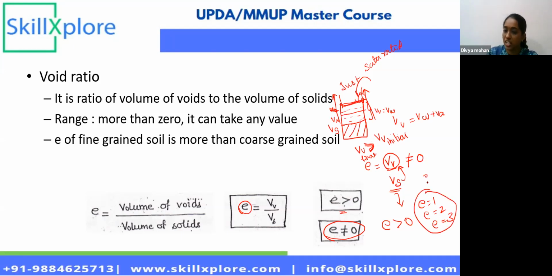However, e will not take only 0. Other than 0, it will take any value. So the range of e is simply e greater than 0, and it will not be equal to 0. So we can easily say that e is greater than 0. Simply, this notation has greater meaning in it.